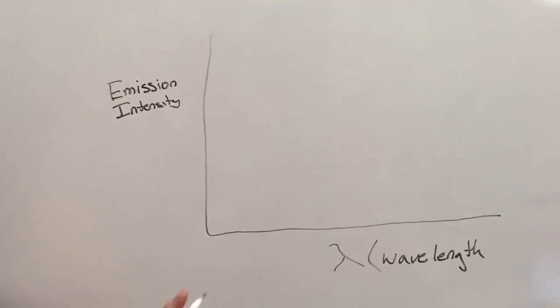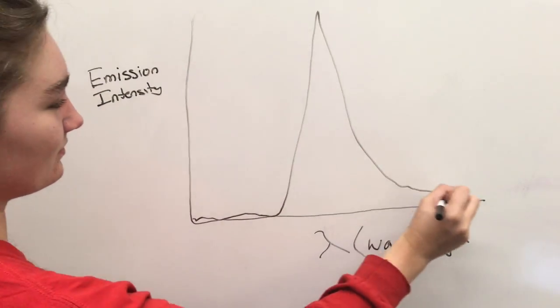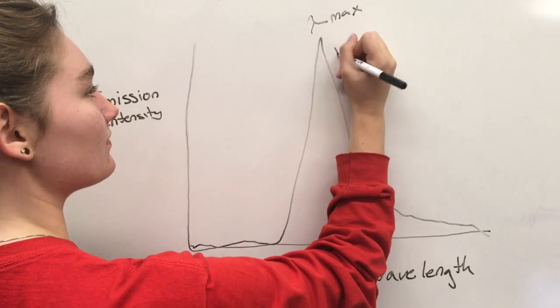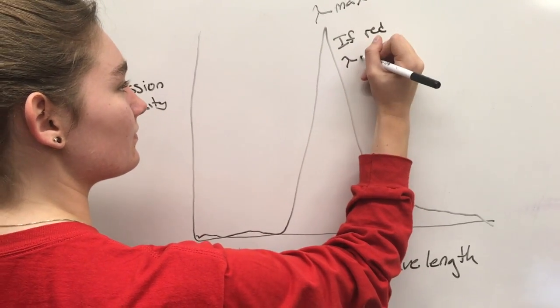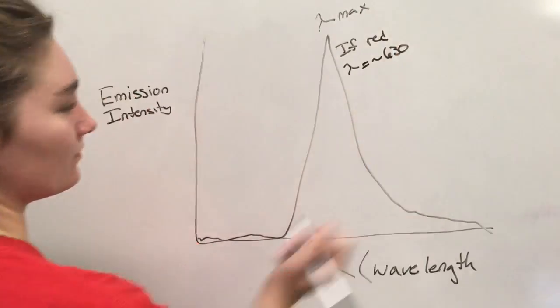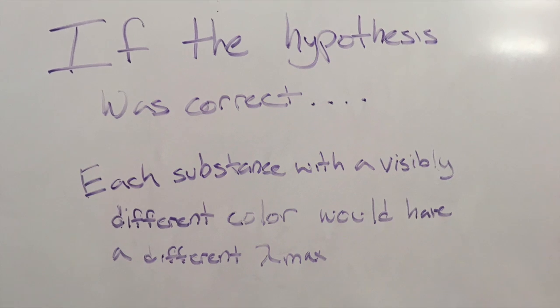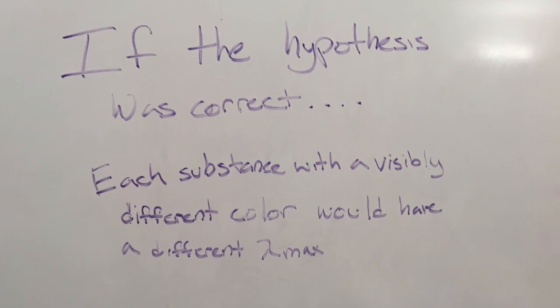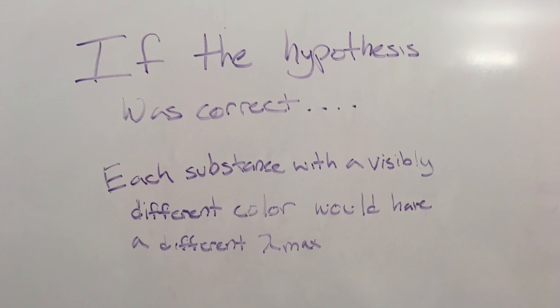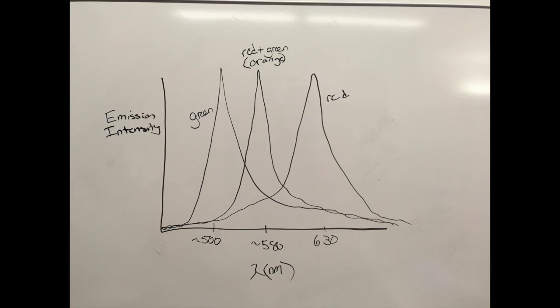A peak or peaks are produced which are representative of the solution. The example shown is of a red dye solution. The lambda max would be the wavelength of red light. In order to determine if the hypothesis is correct, we first have to determine what the data would look like if it was correct. This is a sketch of what the emission spectra would look like if the hypothesis was true, and we tested green dye, red dye, and a 1-to-1 green and red dye, which would be visibly orange.